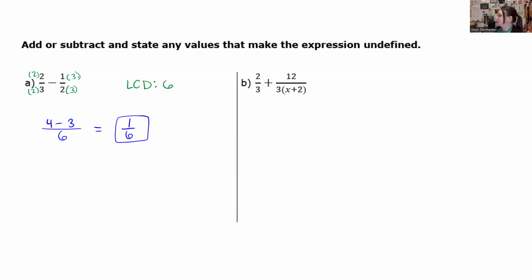Are there any x's in the denominator? No. If there's no x or no variable in the denominator, I don't have any restricted values. So my answer is just 1/6.